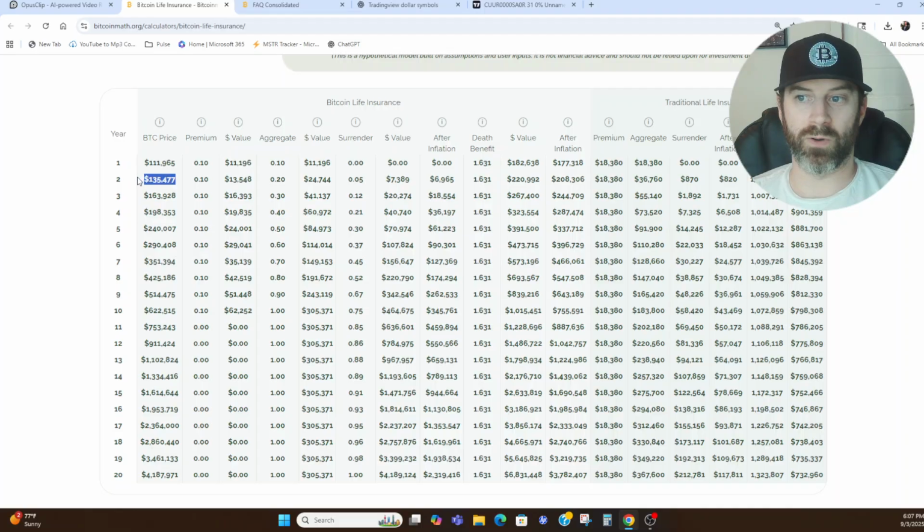In year 2, Bitcoin was worth this much, so what did you do? You spent this much money to acquire this much Bitcoin to pay your policy. In year 3, Bitcoin's price is here, so you spent this many dollars to buy this much Bitcoin to pay your premium. Come down to year 10, Bitcoin's worth 622 grand. You've got to pay 0.1 Bitcoin into this policy. So you spent 62 grand. You bought 0.1 Bitcoin and you covered your premium for that year.